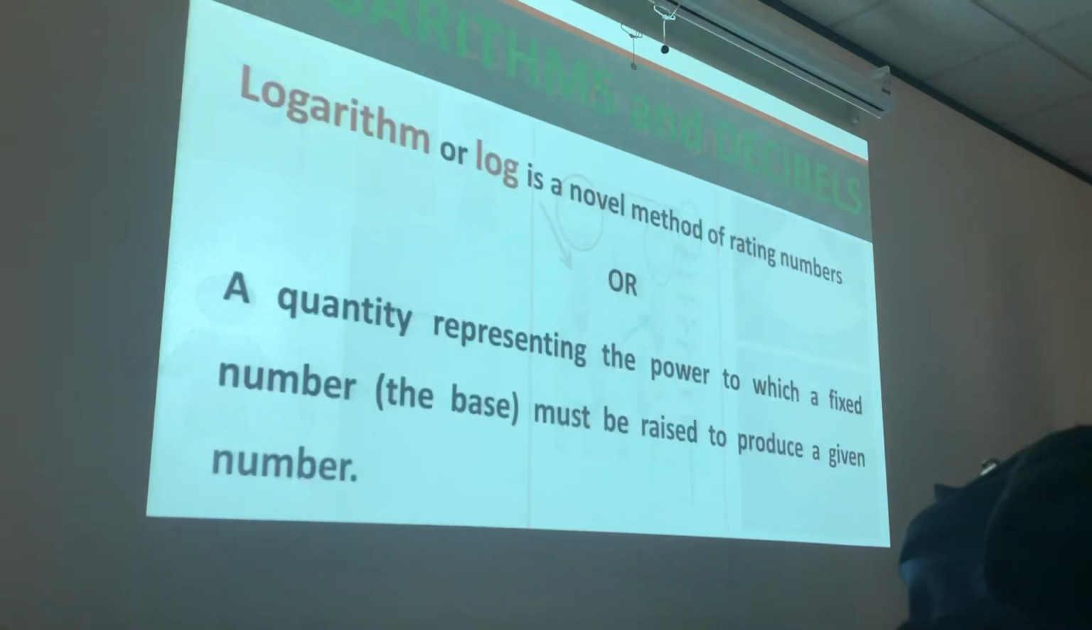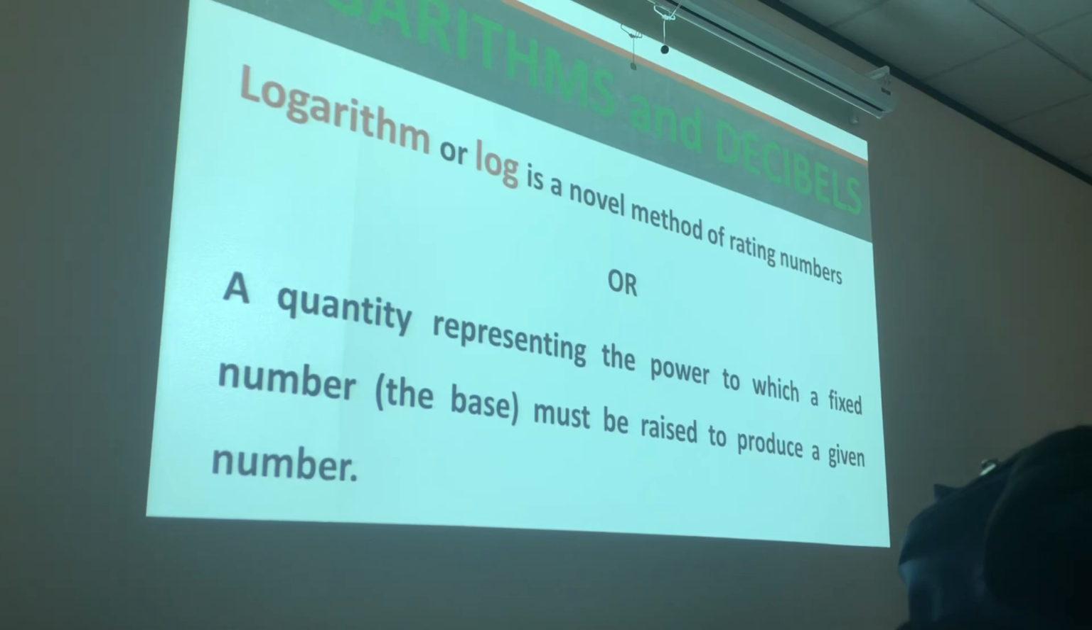All right. So let's talk about logarithms and decibels. A logarithm, or log, is a novel method of rating numbers. That's a really vague explanation that the book gave you, right? So I went to Merriam-Webster and got the dictionary definition of it, right?